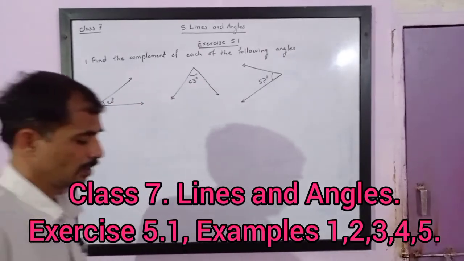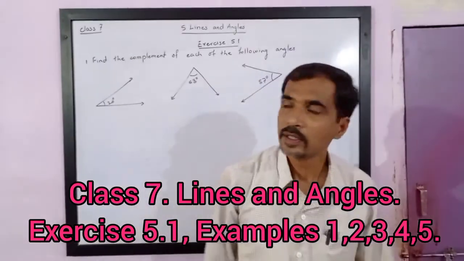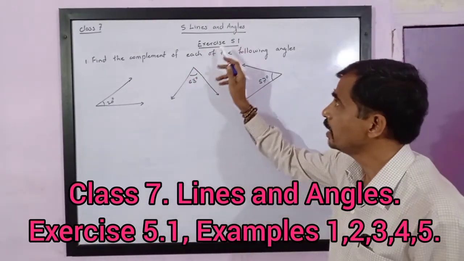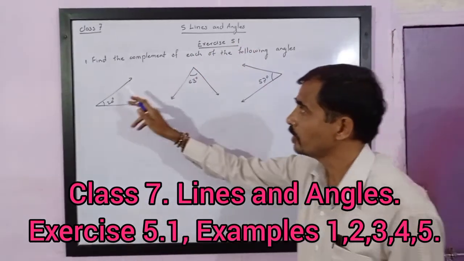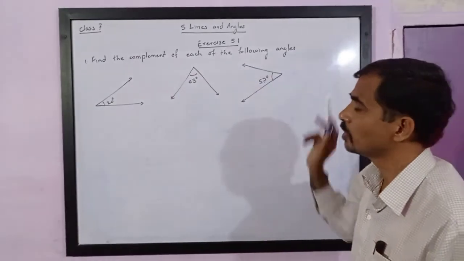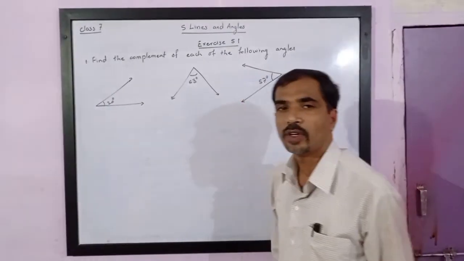Dear friends, in class 7 we are studying 5th chapter, lines and angles, and in exercise 5.1 we have the first question: find the complement of each of the following angles. So the first angle is given to us as 20 degrees.